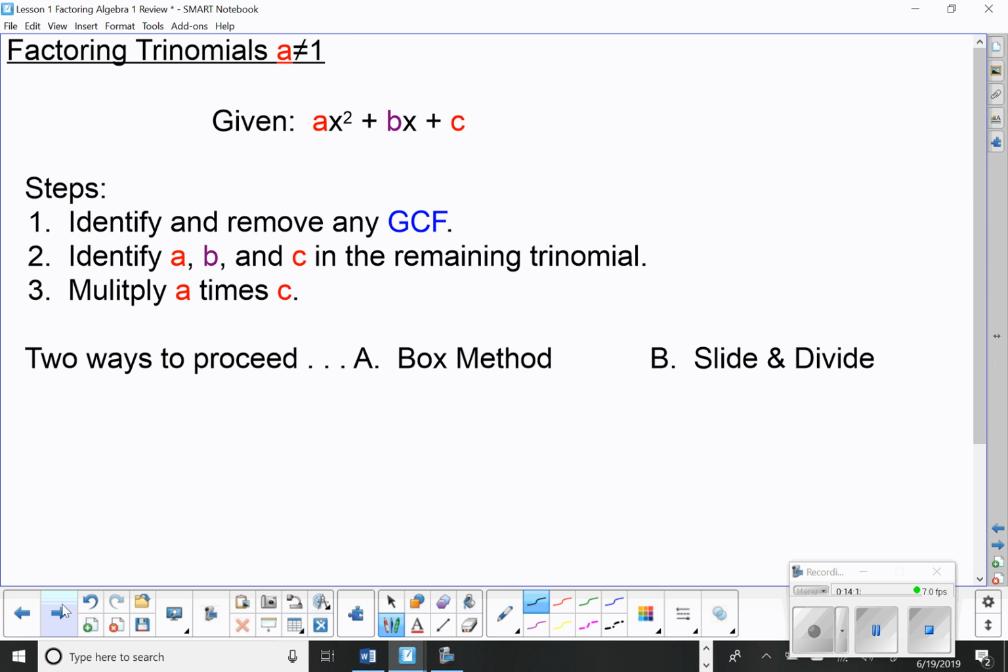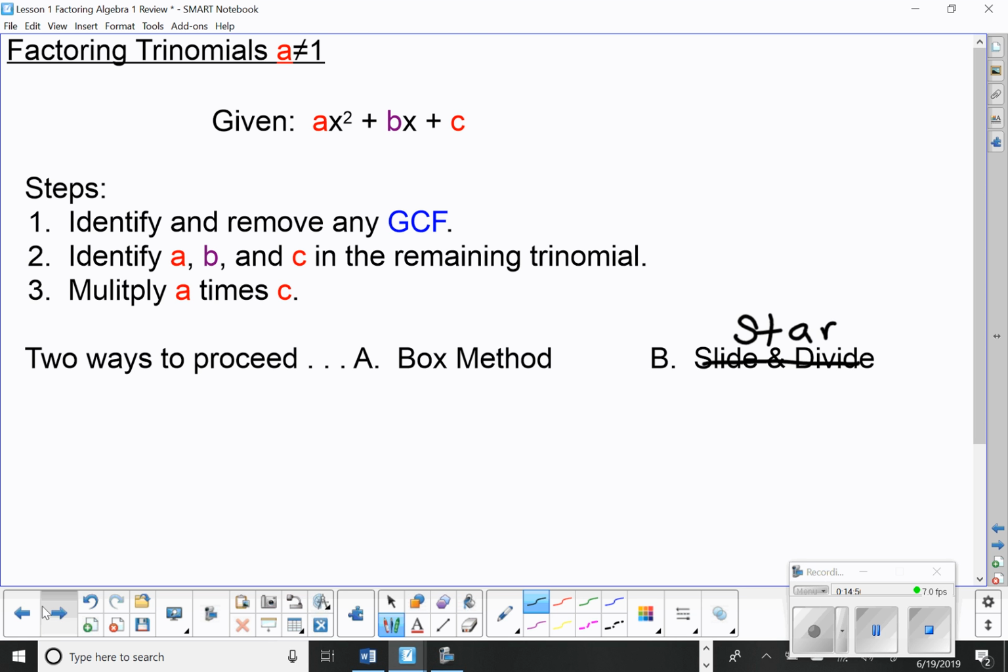Next, factoring trinomials when a is not 1. Okay? And that is ax squared plus bx plus c. Always, always, always please remove any greatest common factor or factor it out. That makes everything easier. Then mentally identify a, b, and c in the remaining trinomial. Multiply a times c. Now you have two ways to proceed, the box method or slide and divide, which I don't really like slide and divide. We're going to call this the star because we're not going to really rewrite things.